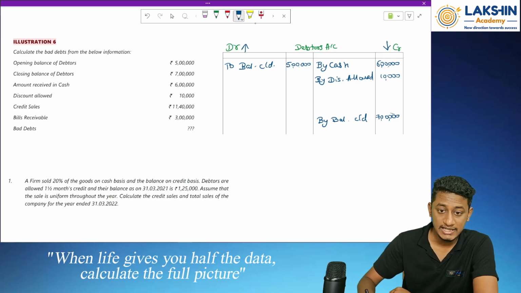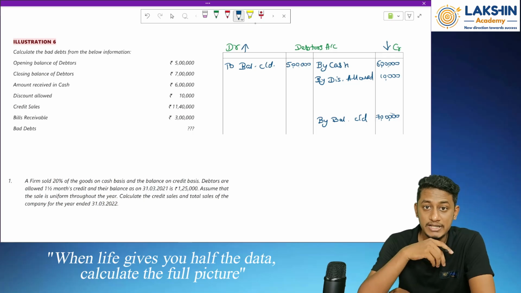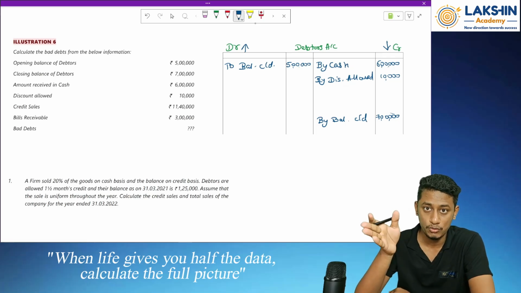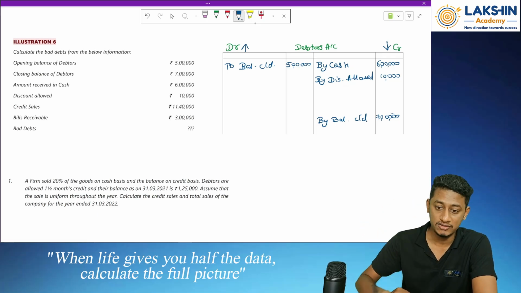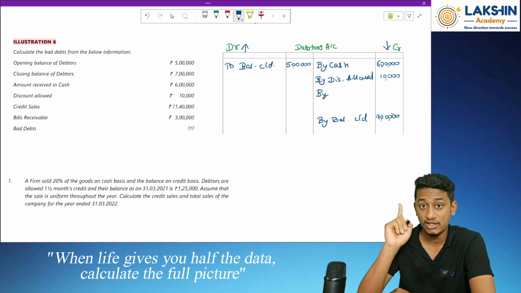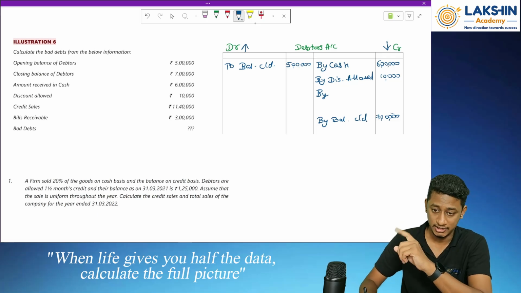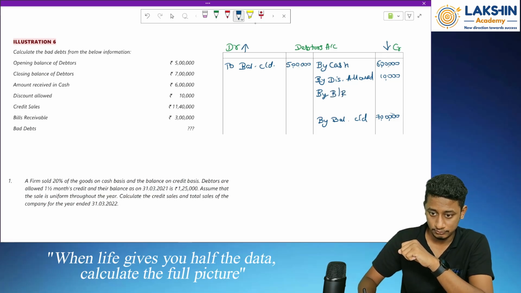Next, bills receivable. So what will happen when the bills receivable is issued? Again, the balance of debtors will reduce, right? Whenever bills receivable is issued to a debtor, the value of debtors will decrease. So this we have understood in the bills of exchange chapter. Why will that happen? Clear? I won't be explaining it once again. Bills receivable account, rupees 3 lakh.